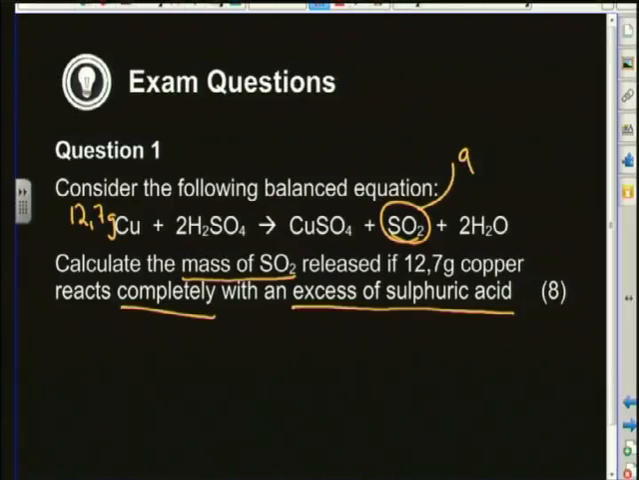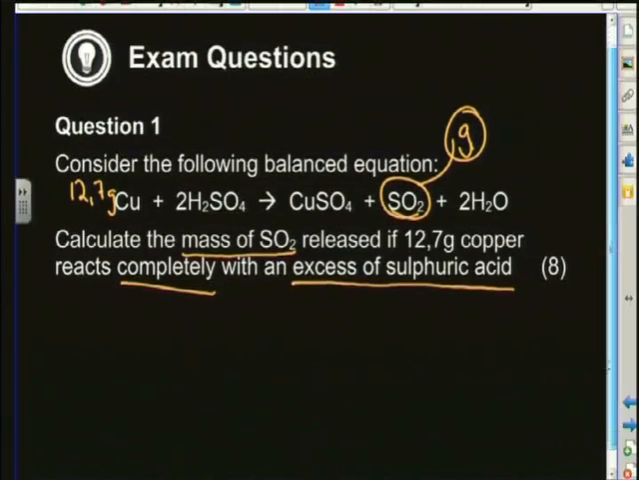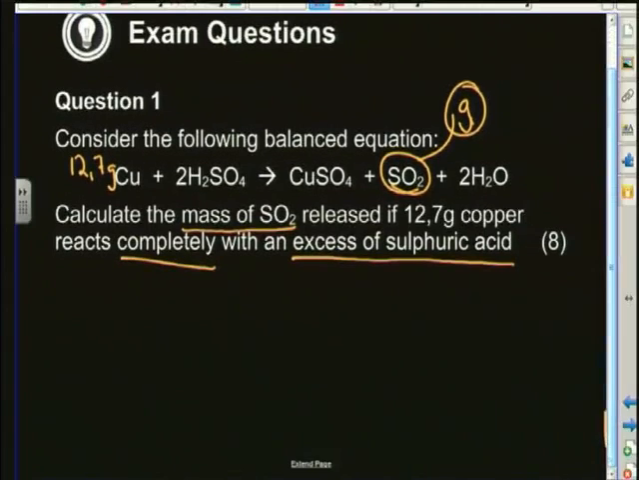They want to know mass, so we want to have an answer in grams. Remember, in physics, we use kilograms as our SI unit for mass. In chemistry, we use grams. So, step one in any of these equations is to have a balanced equation. Now, I like to write the balanced equation again because it's going to help me a little bit later on. So, we're going to write it down.